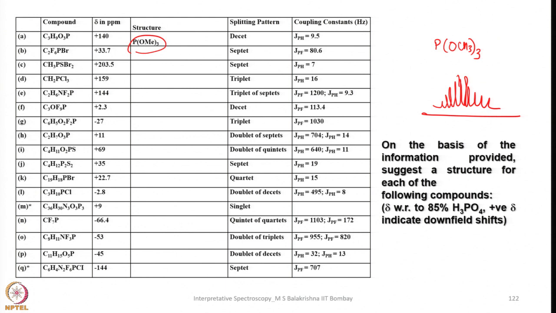So make an attempt for all of these molecules. It's very simple because all the data is given. It's almost like being provided a 31P NMR spectrum, and the molecular formula is given. You should be able to write the appropriate structure in each case. You can see here chemical shifts 159, and then 144, and then 2.3, minus 27, plus 11, 22.7, minus 2.8, plus 9, minus 66.4, and 53, minus 45, and minus 144.